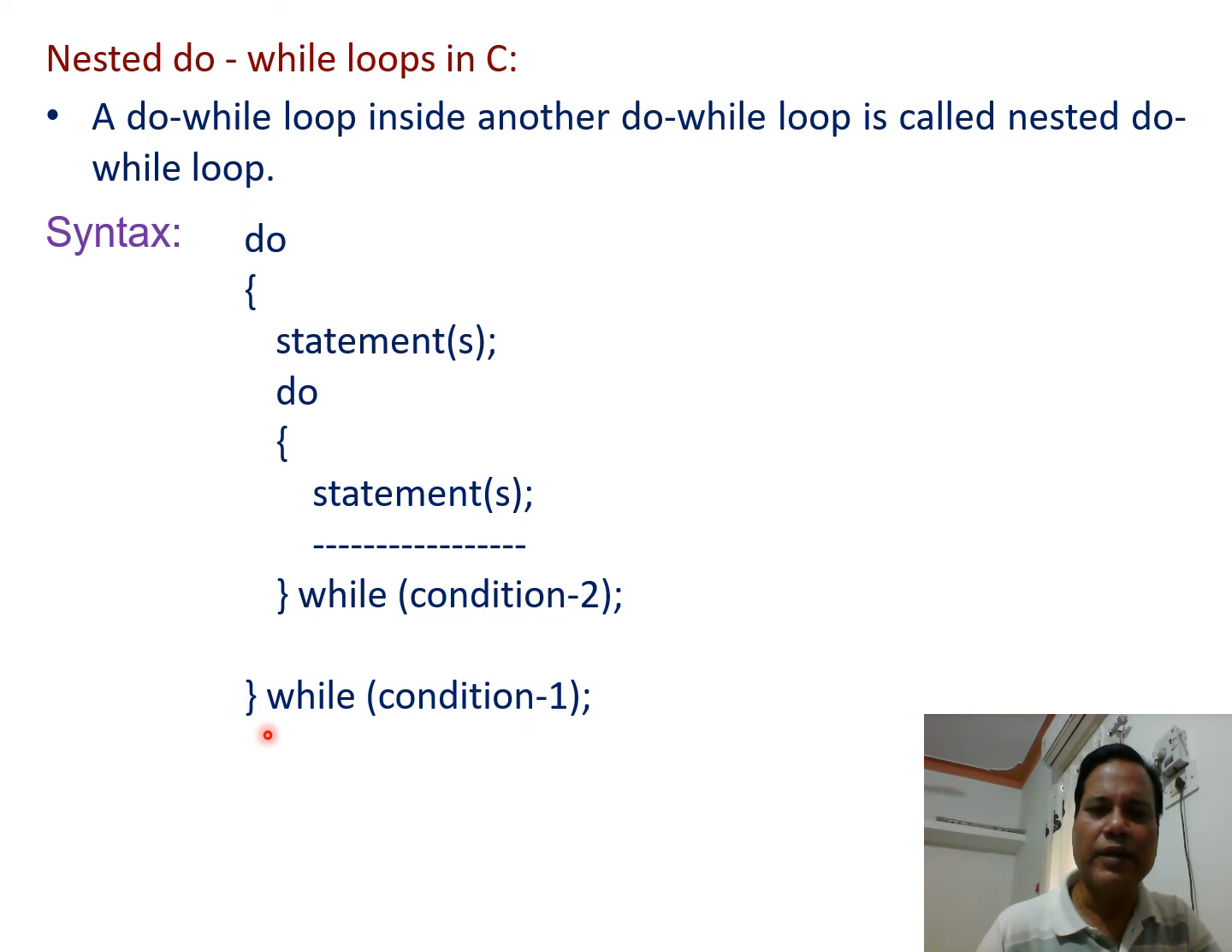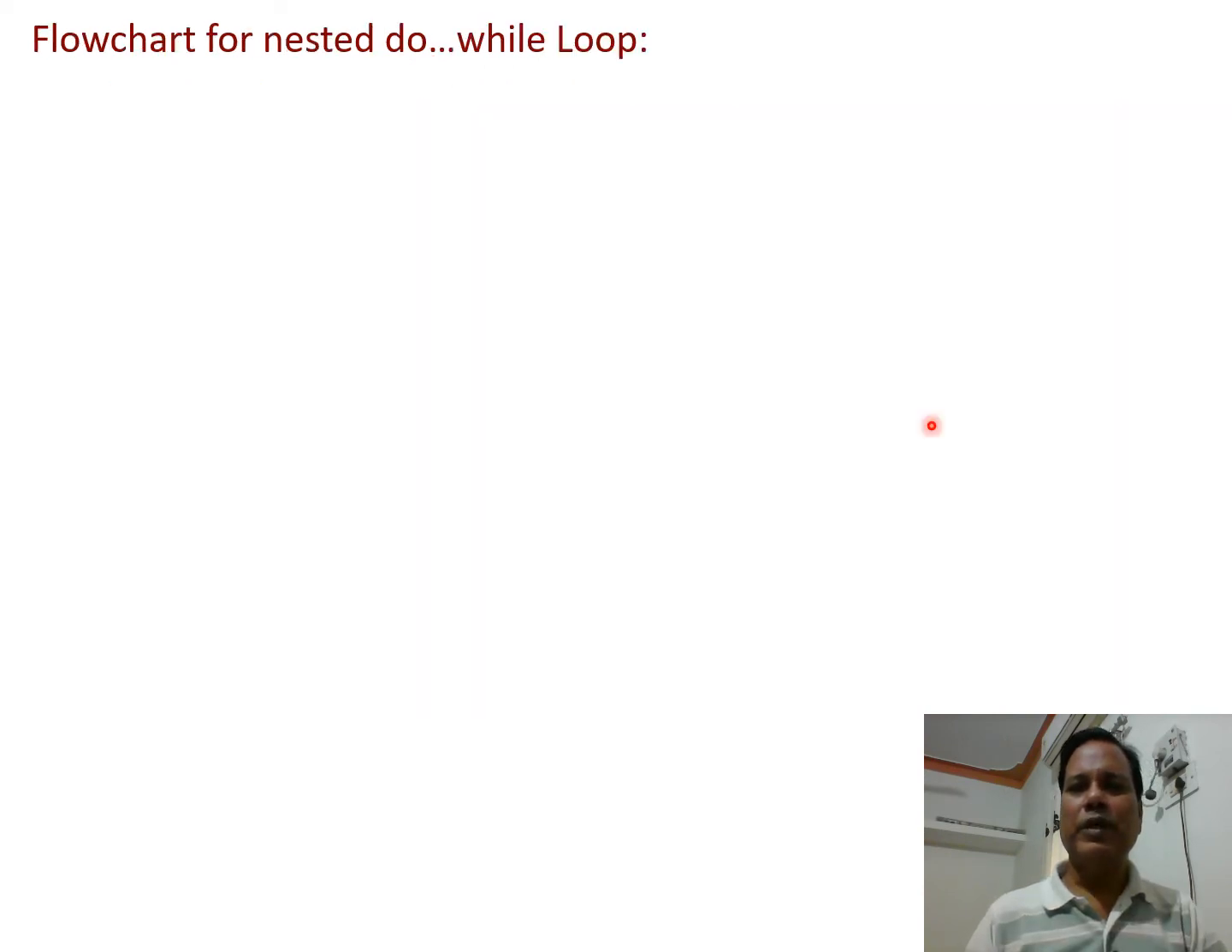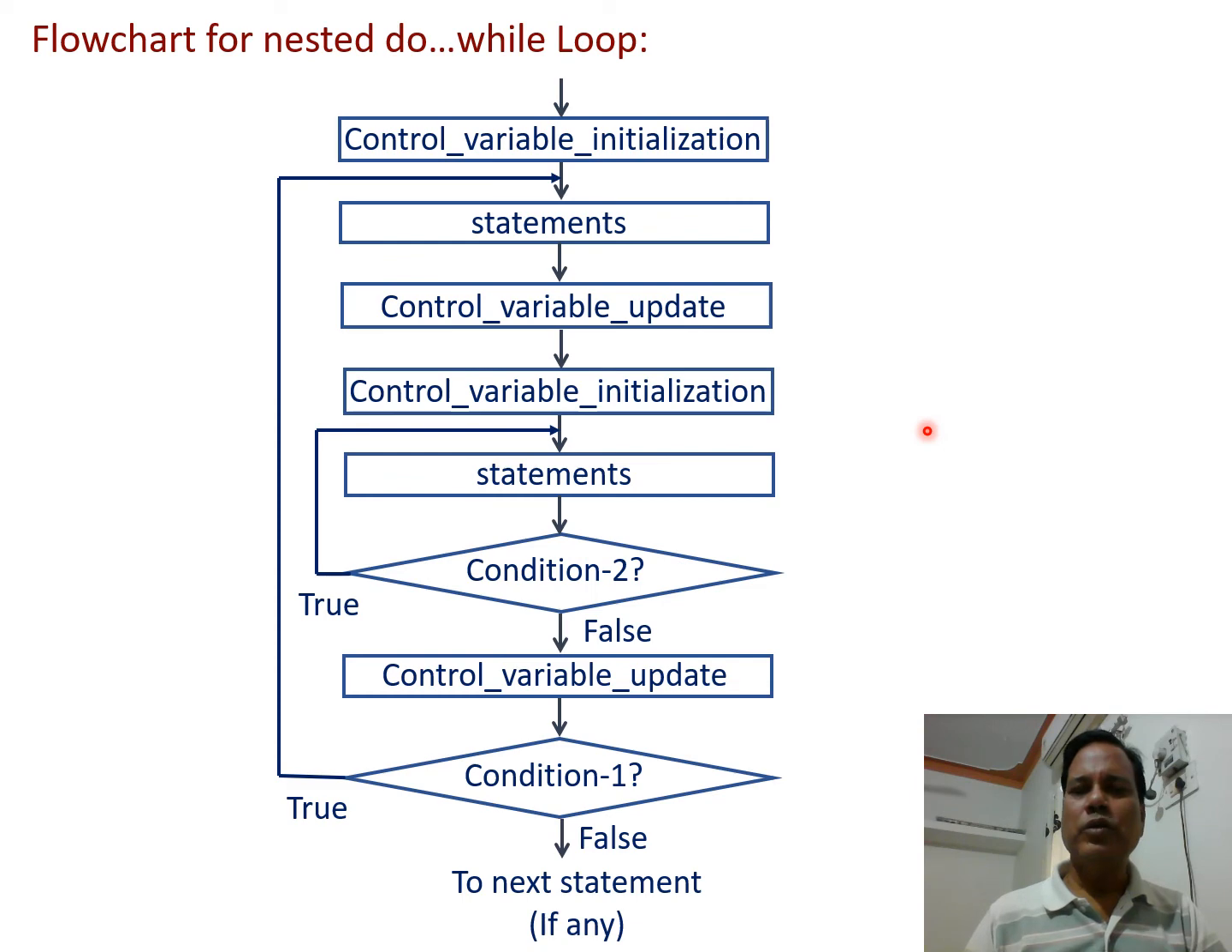So inside this do while loop there is another do while loop. So do, then statements, and then there is a condition. This condition is condition 2, because the condition for the outer do while loop is written as condition 1. So whenever we include a do while loop inside the body of a do while loop, we say that it is a nested do while loop. Now the flowchart for the nested do while loop. This diagram shows the flowchart for the nested do while loop.